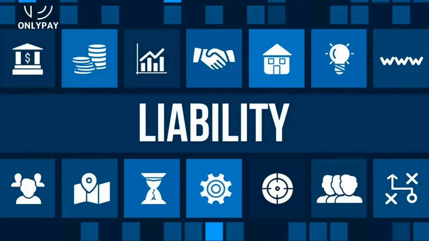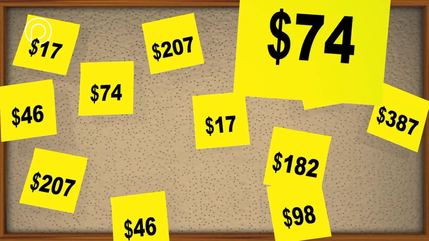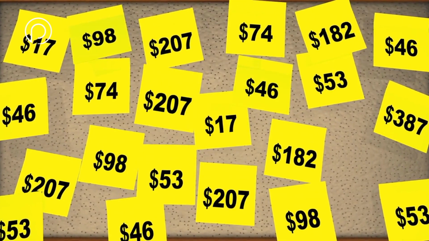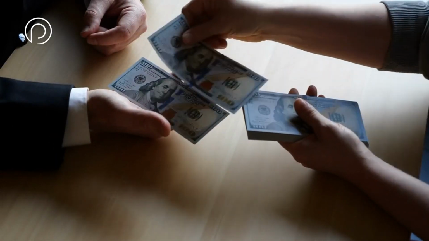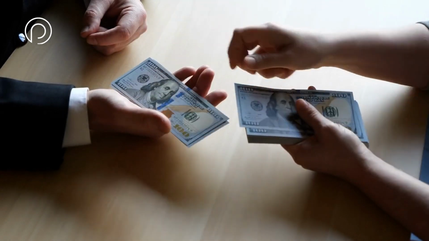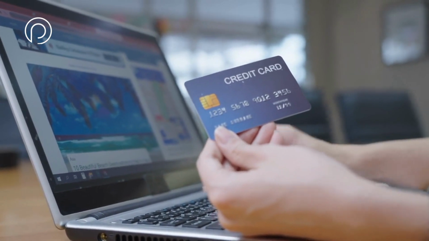Liabilities. Liabilities are everything a business owes now and in the future. They are found on the right side of a balance sheet. A common small business liability is money owed to suppliers, accounts payable. All businesses have liabilities unless they exclusively accept payment with cash. Cash includes physical cash or payment made through a business bank account.